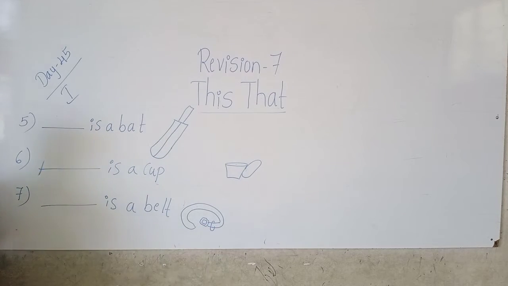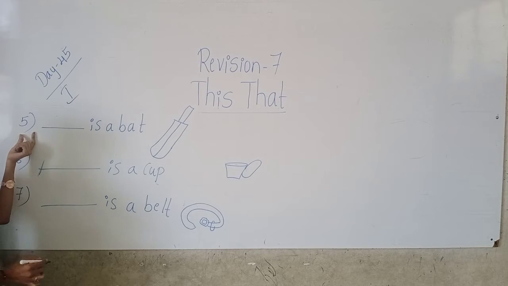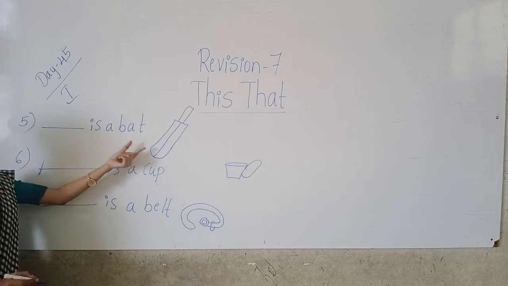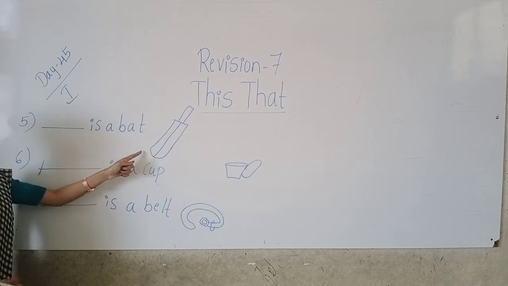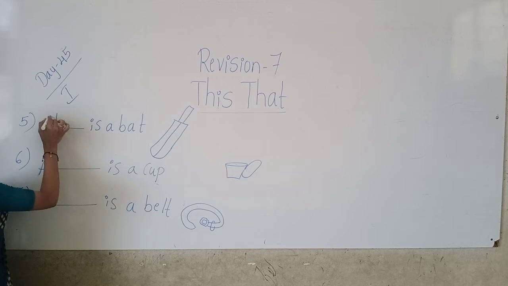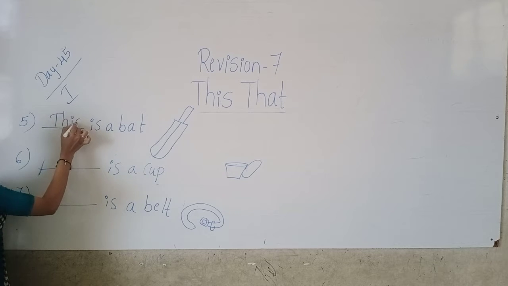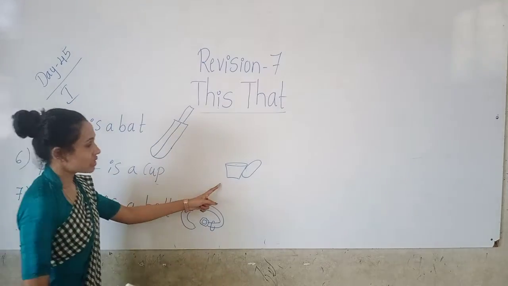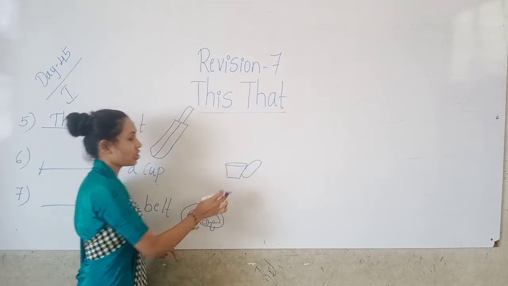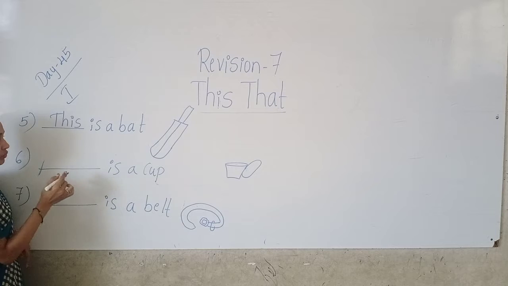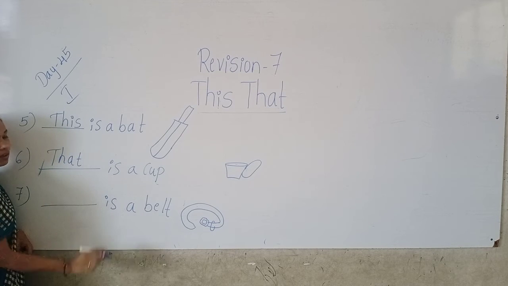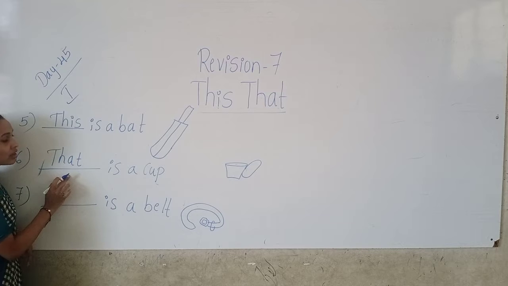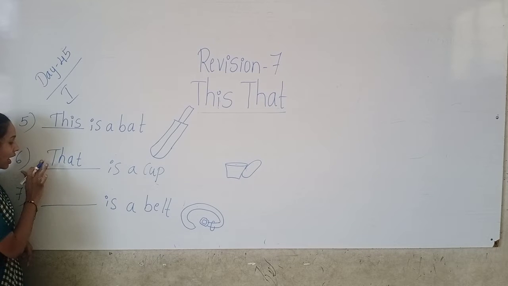Okay children, let us see fifth one, dash is a bat. Is the bat near or far from us, children? It is near. So what should we write here? This. Can you identify this? This is a cup. So is it near or far? That is very far. So what should we write? That is a cup. We should write "that" in the blank.